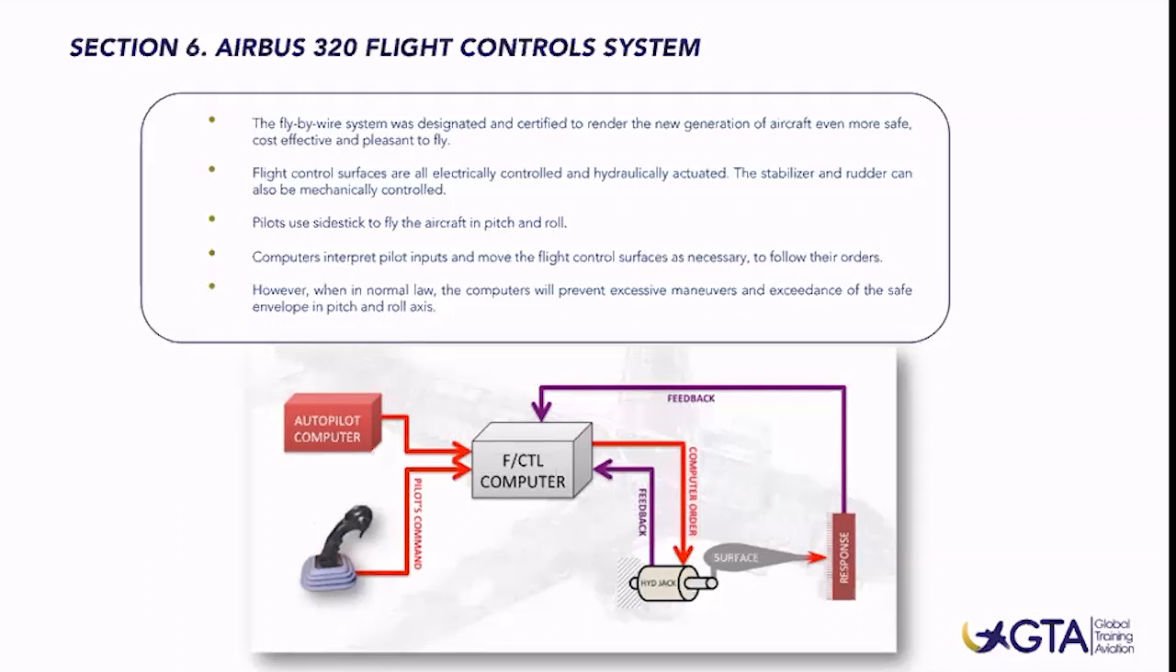So depending on the failures, on the emergencies that we get in our airplane in flight, depending on which degradation mode we're getting, we will turn from normal law into alternate or direct law. And all these different changes in flight law will have consequences on the flight envelope.